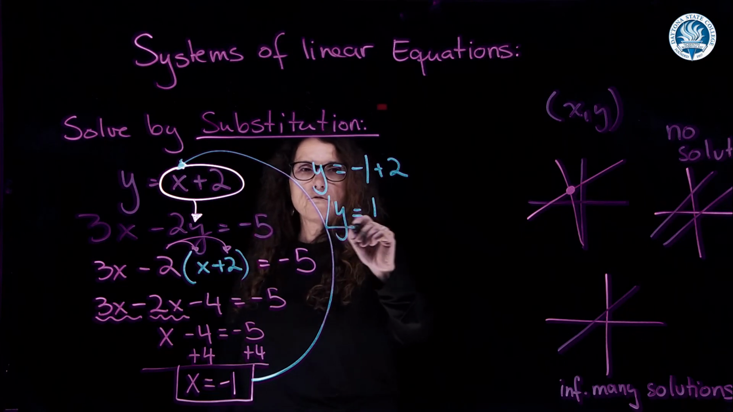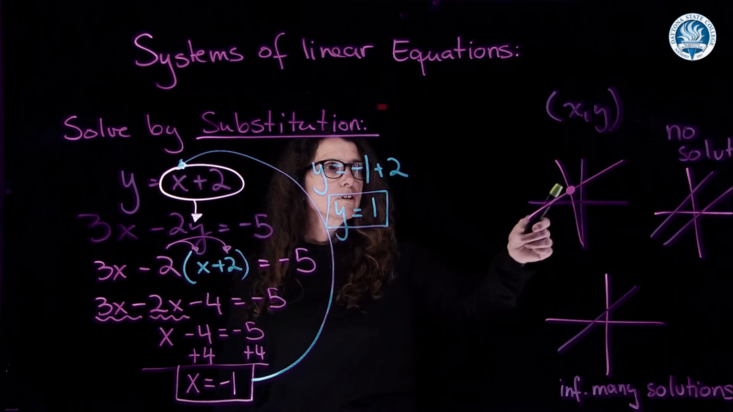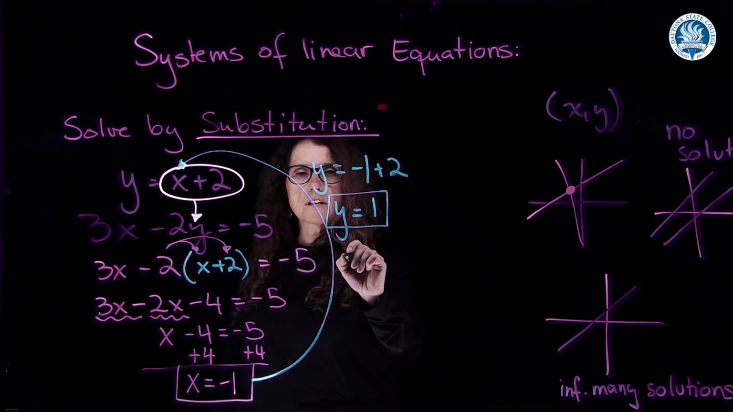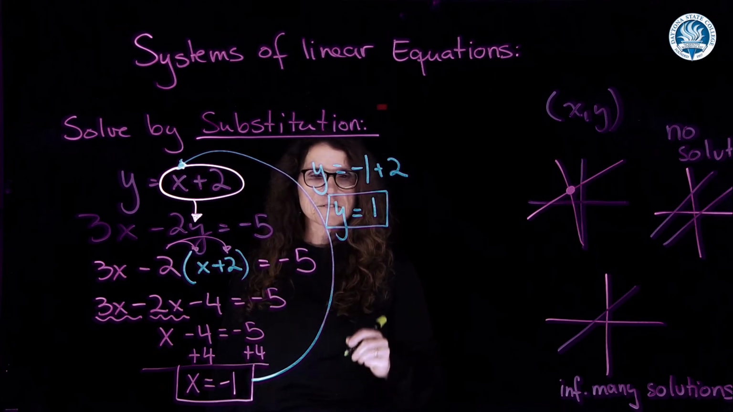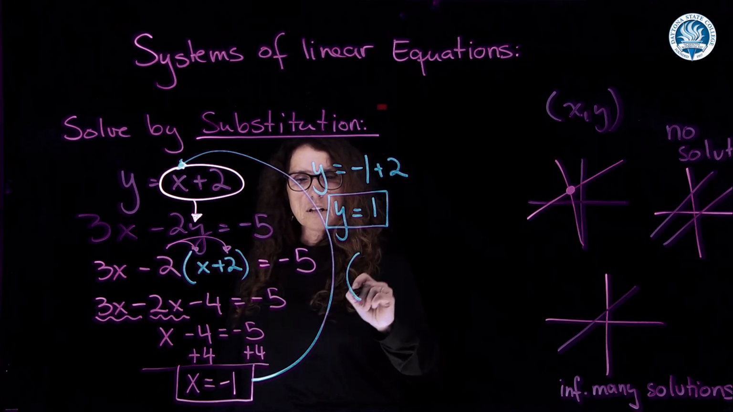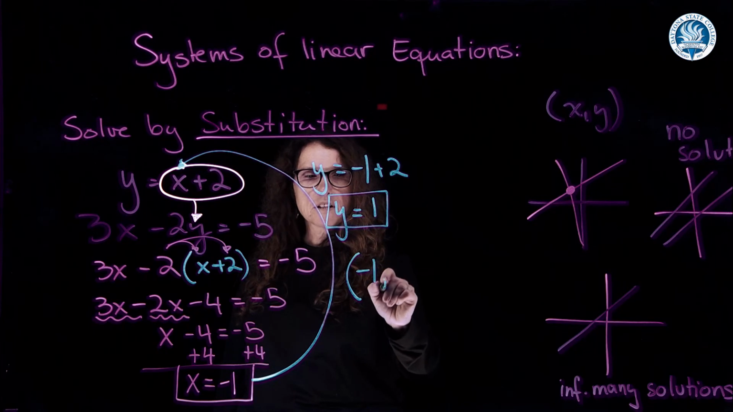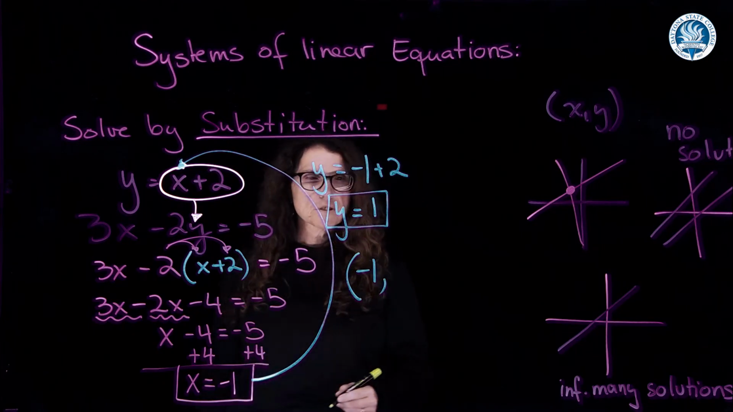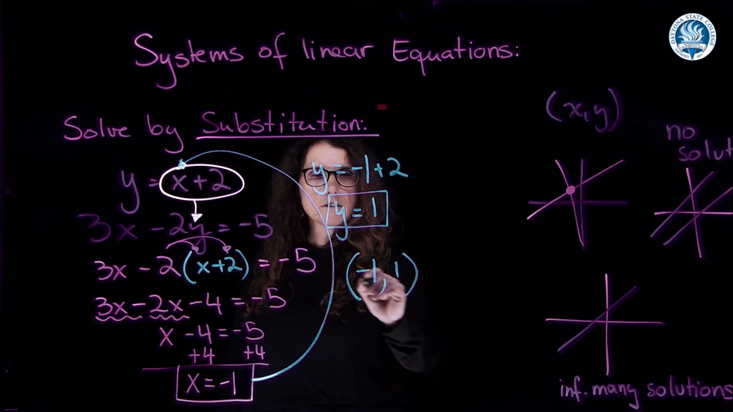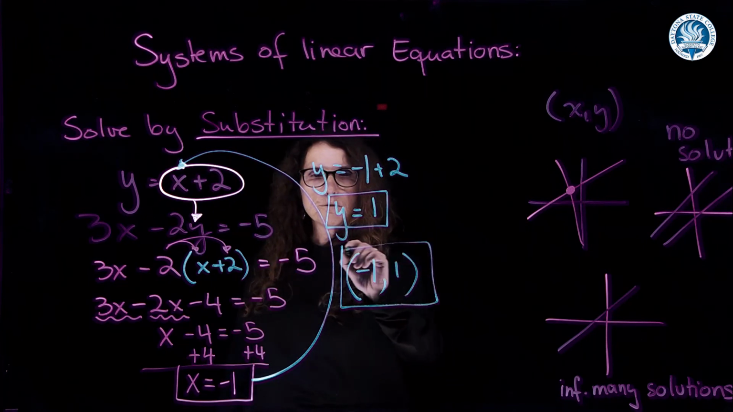So we have found the point where the lines intersect, and we want to write this as an ordered pair. The last step is to write it as an ordered pair. x comes first: negative 1, comma 1. Done you are.